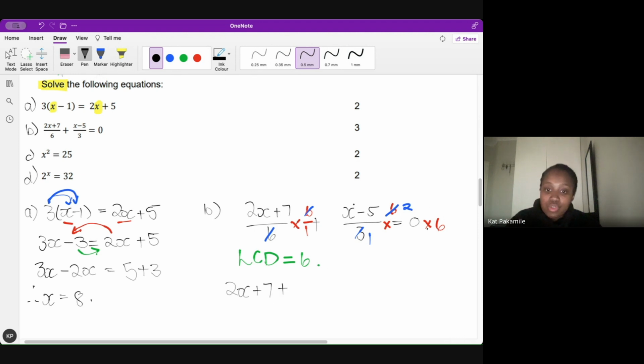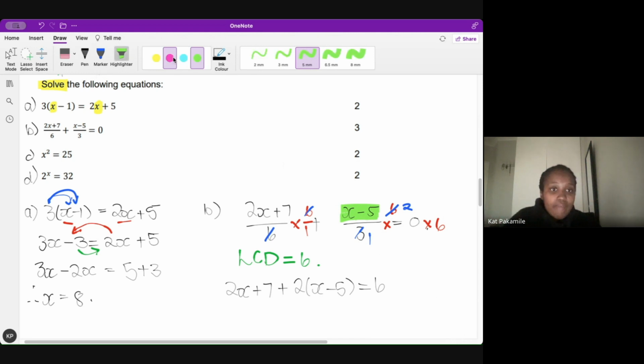So my new equation then will be 2x plus 7 plus, I'm going to move this 2 to the front so that it looks less sloppy, and an x minus 5. Remember, you put brackets because there's more than one term here. If it was just one term, then you would just multiply it, but there's 2 terms, so you put brackets around it. And this is equal to 6.